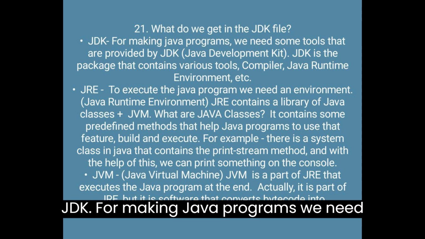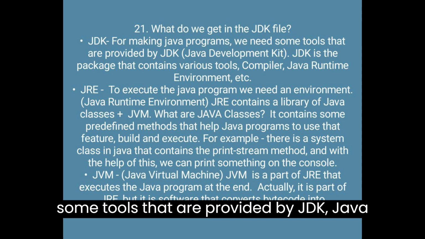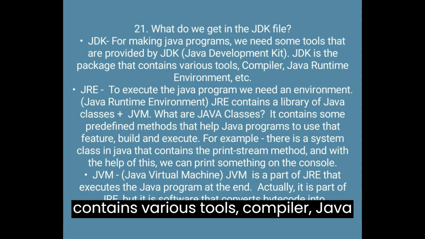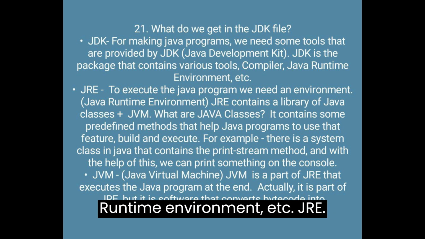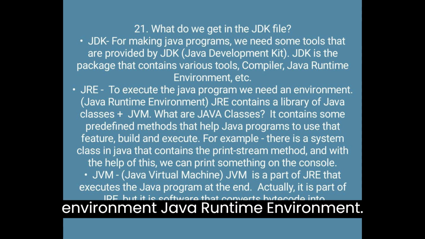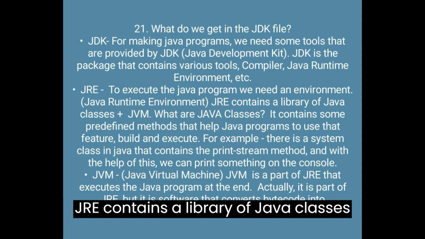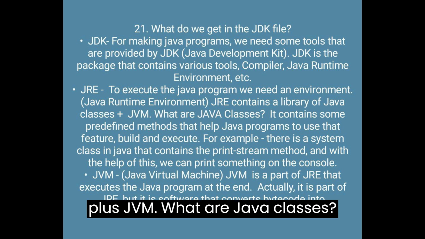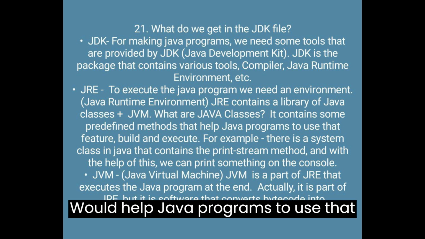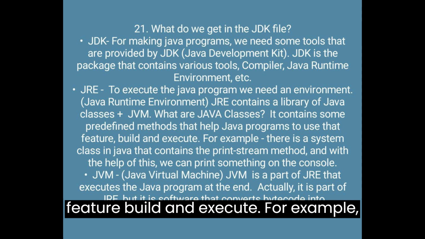21. What do we get in the JDK file? JDK. For making Java programs, we need some tools that are provided by the JDK, the Java Development Kit. The JDK is the package that contains various tools, the compiler, the Java Runtime Environment, etc. JRE. To execute a Java program, we need an environment. The Java Runtime Environment, JRE, contains a library of Java classes plus the JVM.